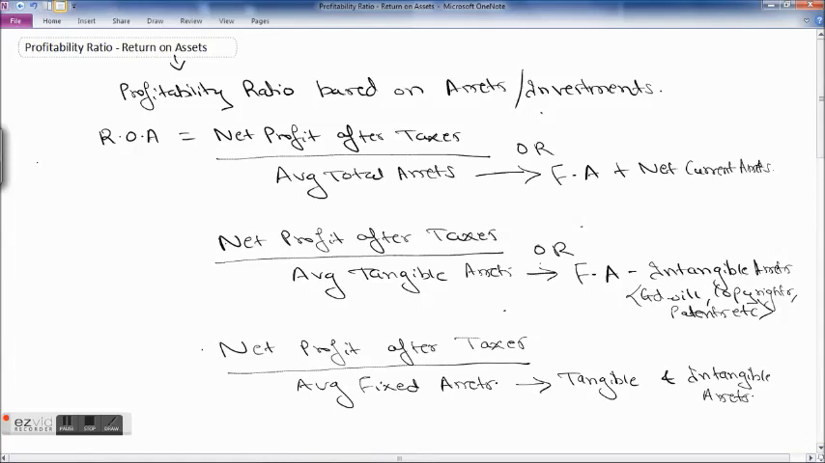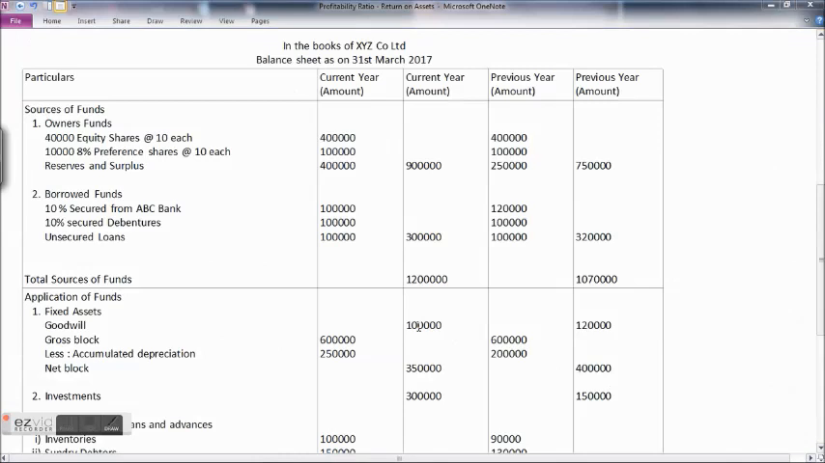Now let's see one example and calculate return on assets. In the books of XYZ Company Limited, balance sheet as on 31st March 2017. You have particulars, current year amount, previous year amount. The first is sources of fund. In that you have owners fund: 40,000 equity shares at ₹10 each, then 10,000 8% preference shares at ₹10 each, then reserves and surplus. Total owner fund for the current year is 9 lakh, previous year it was 7,50,000.